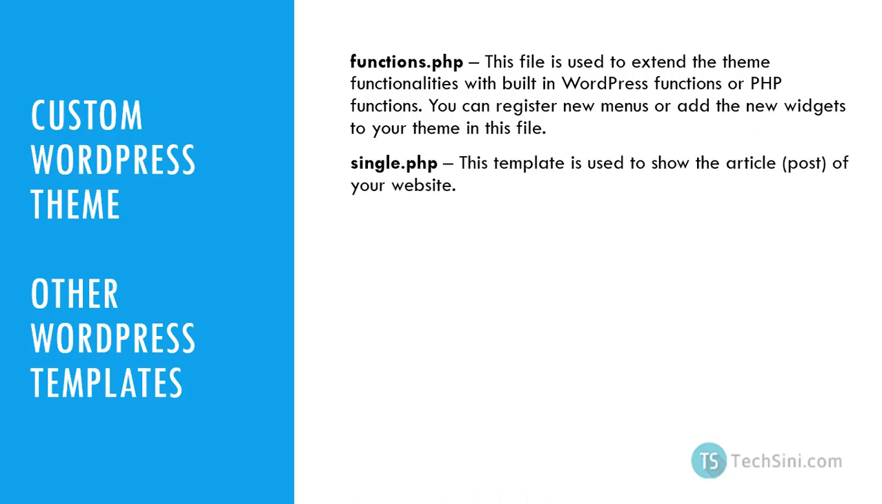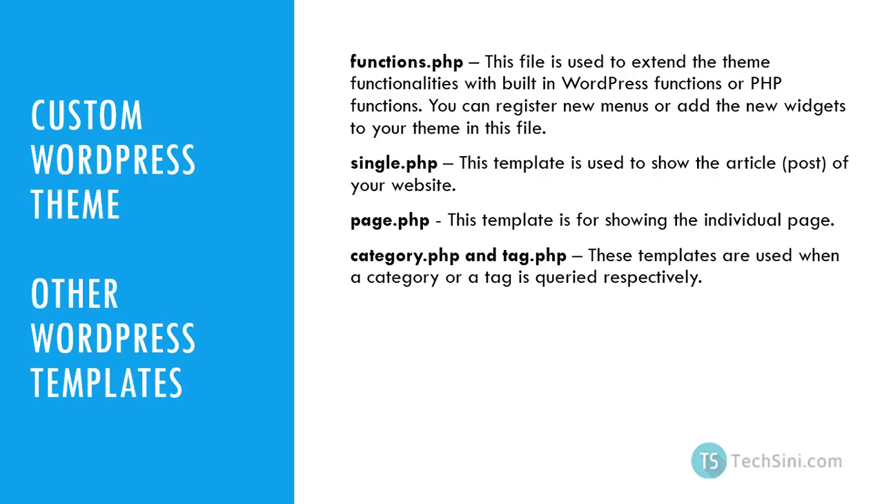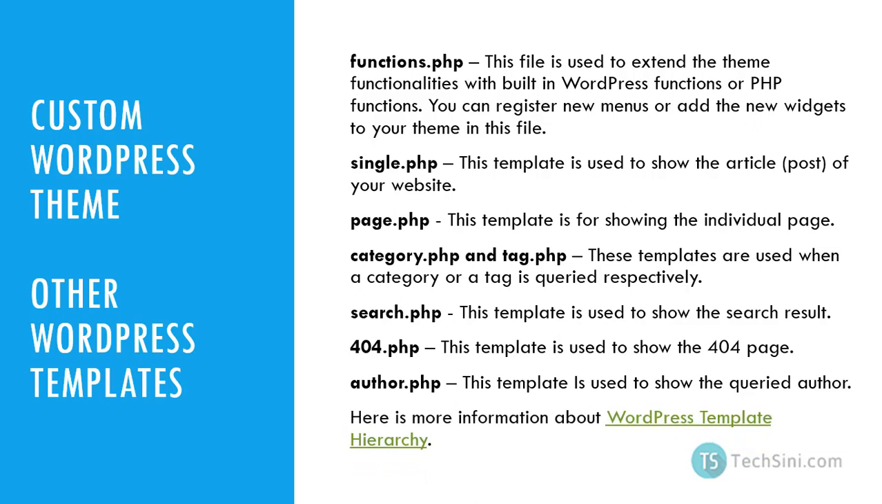Single.php. This template is used to show the article of your website. Page.php. This template is for showing an individual page. Category.php and tag.php. These templates are used when a category or a tag is queried respectively. Search.php. This template is used to show the search results. 404.php. This template is used to show the 404 page. Author.php. This template is used to show the queried author. Here is more information about WordPress template hierarchy.